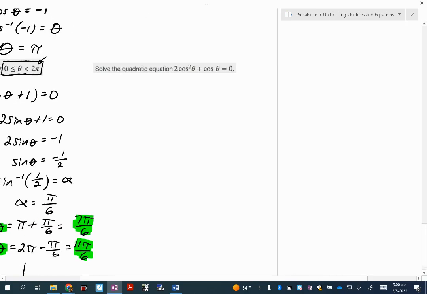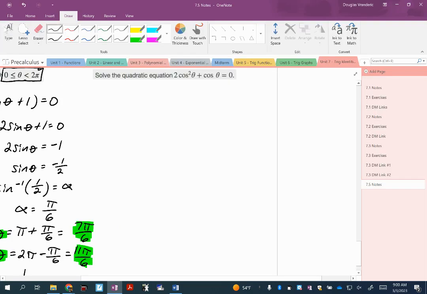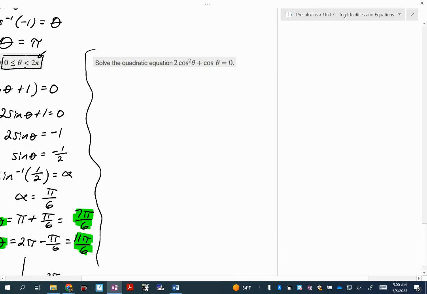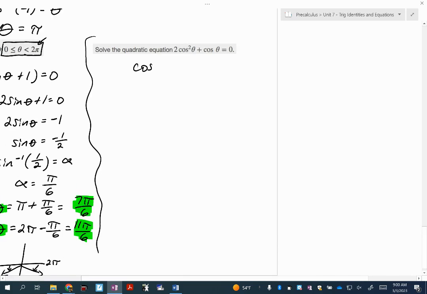All right, one more, and then we'll be done. This last one is cosine. It's exactly the same as the one to the left of it. The only difference is that it's cosine. So let's factor out the cosine of theta: cosine of theta times 2 cosine of theta plus 1. Just like before, let's set them equal to 0. So cosine of theta equals 0, and 2 cosine theta plus 1 equals 0.